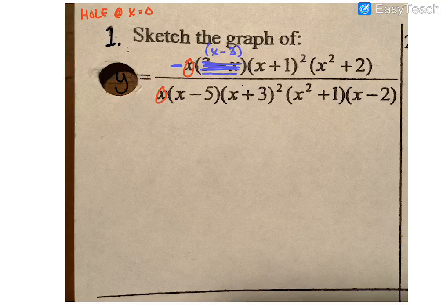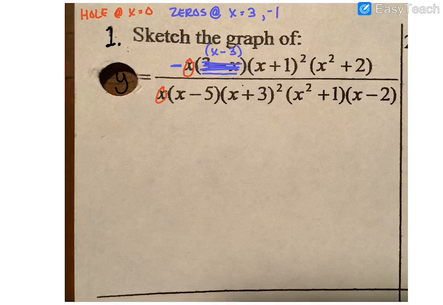Next, I will look at my zeros. Remember, I find zeros by setting my numerators equal to 0. When I look at my numerators here, we have the x minus 3. When I set that equal to 0, I'll have a zero at x equals 3. We have an x plus 1, which when I solve would be x equal to negative 1. And then we also have an x squared plus 2. But if you set x squared plus 2 equal to 0, it would give you the square root of a negative, or an imaginary. So that factor will not be relevant.